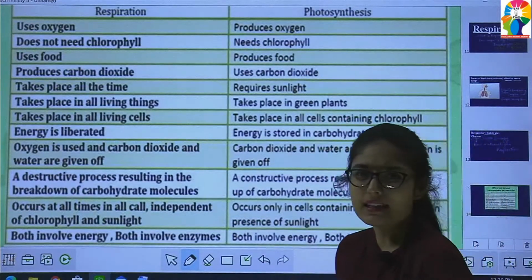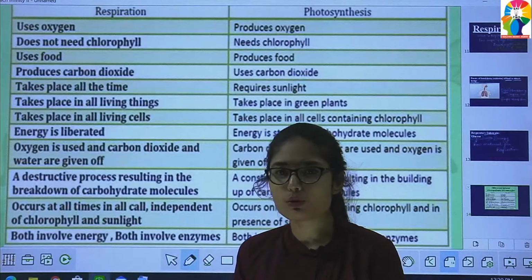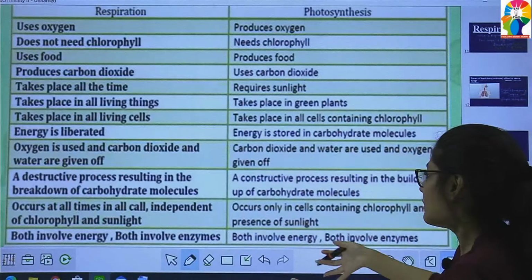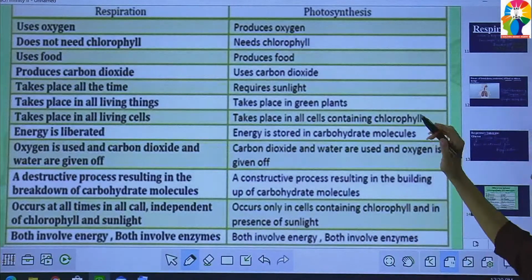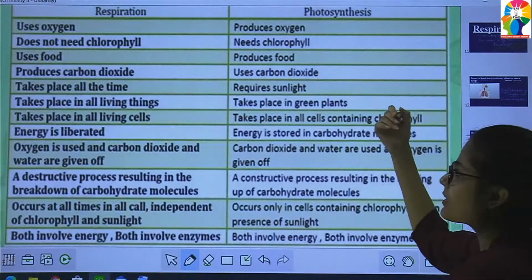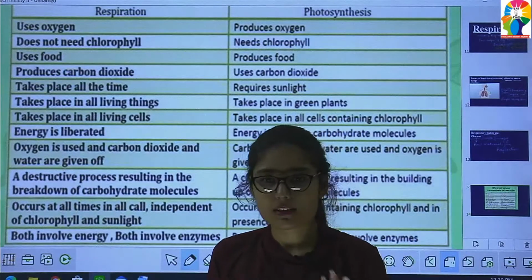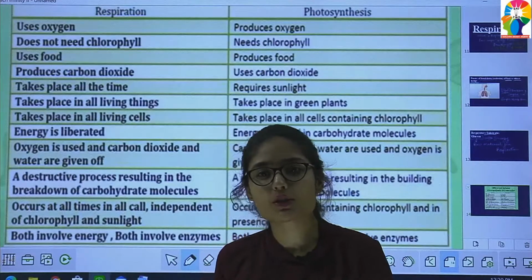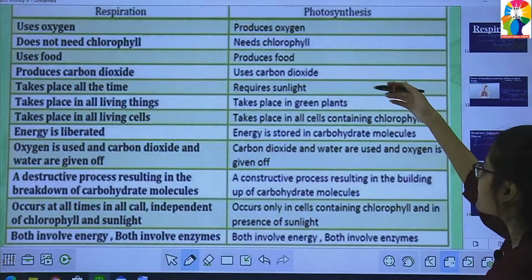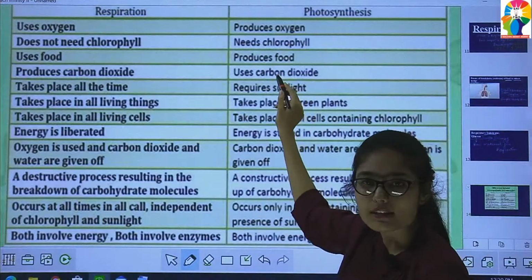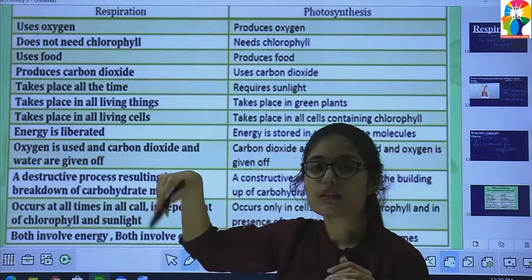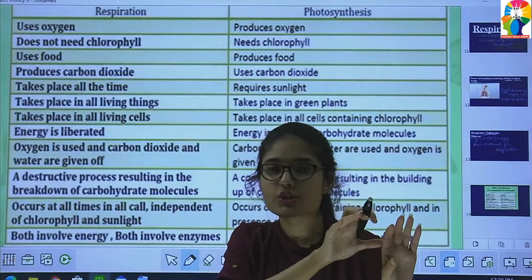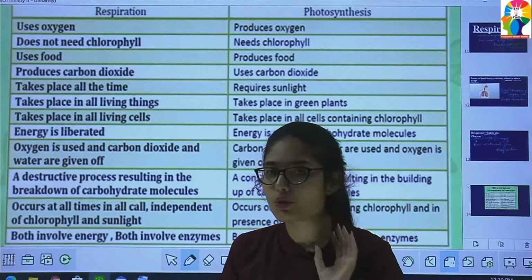These are some basic differences that you already know, right? It's just common sense. Use your common sense. There is nothing difficult in this. Now, respiration produces carbon dioxide. We inhale oxygen and exhale carbon dioxide. And photosynthesis uses carbon dioxide. Carbon dioxide and water are inorganic, through which they produce glucose. This is what photosynthesis does.